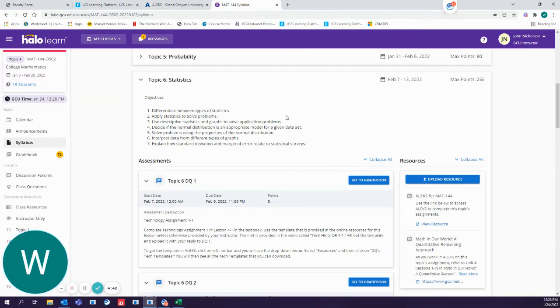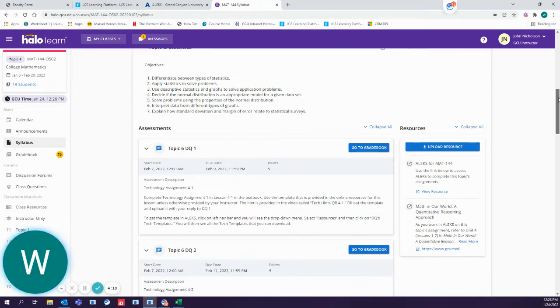Quickly, let's read the objectives for Topic 6 above. 1. Differentiate between types of statistics. 2. Apply statistics to solve problems. 3. Use descriptive statistics and graphs to solve application problems. 4. Decide if the normal distribution, also known as the bell curve distribution, is an appropriate model for a given data set. 5. Solve problems using the properties of the normal distribution. 6. Interpret data from different types of graphs. And 7. Explain how standard deviation and margin of error relate to statistical surveys.